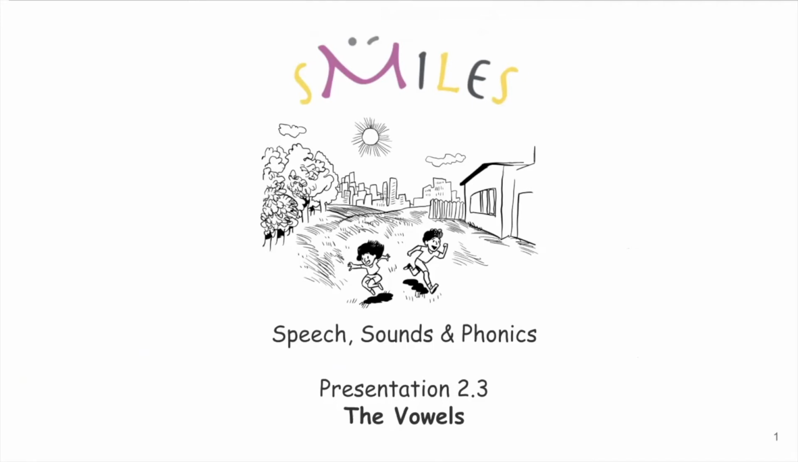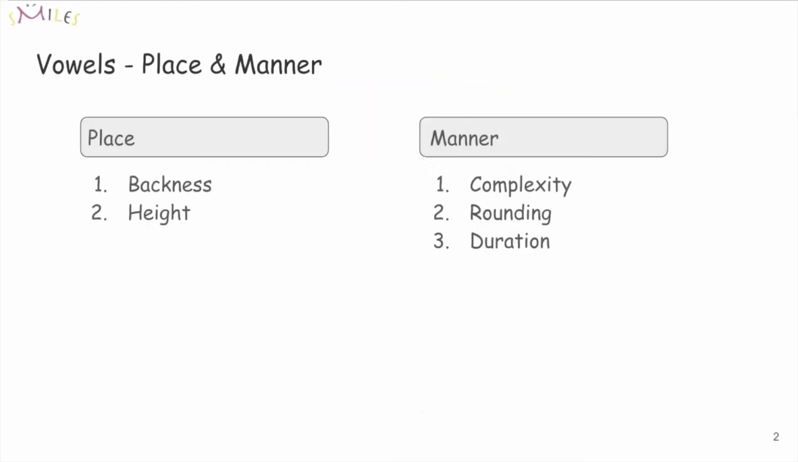Presentation 2.3, The Vowels, is the third presentation in the series Speech, Sounds, and Phonics. It introduces the vowels, their groups, and how they are identified in the SMILES color code. Vowels, like consonants, are described by both place and manner, the where and how.